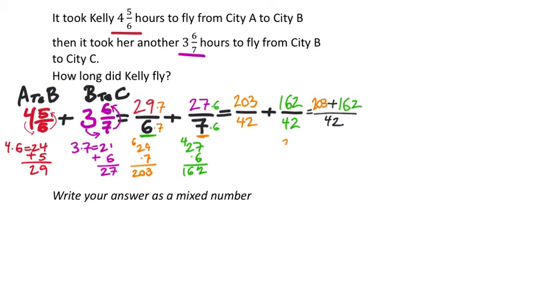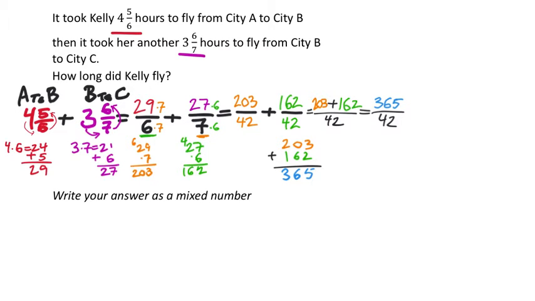Let's go and show the addition here, 203 and 162. Let's go and add these two together. And this will give us a new fraction with the denominator still 42. So, new numerator there, 3 plus 2 is 5, 0 plus 6 is 6, and then 2 plus 1 is 3, 365. So 365 forty-seconds there.